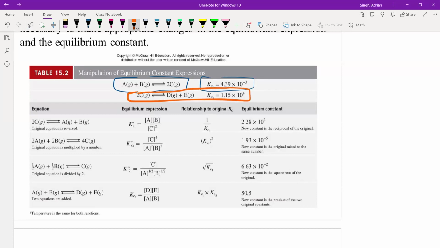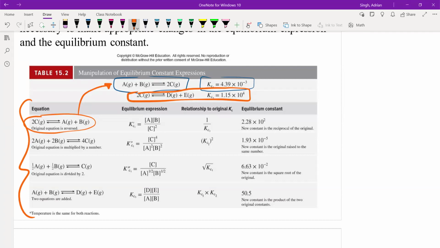All right, so what this is saying now is each of these options down here, we're going to do something to these original equations, and then we're going to see what it does to the equilibrium expression and also what it does to the value for Kc. So here we have C breaking down or turning into A and B. That is just the reverse of that original equation.